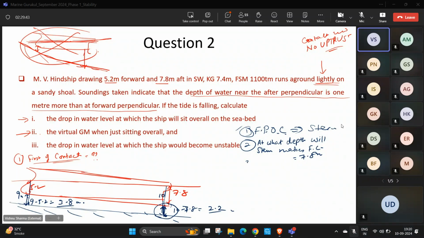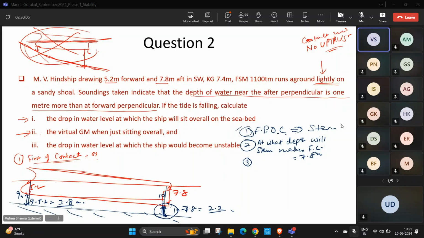Guys, one statement I made very emphatically, and I'll repeat it once again: once the contact is made, depth and draft at that point keep changing together. Am I right, beta? Yes or no? Yes, sir. Clear.